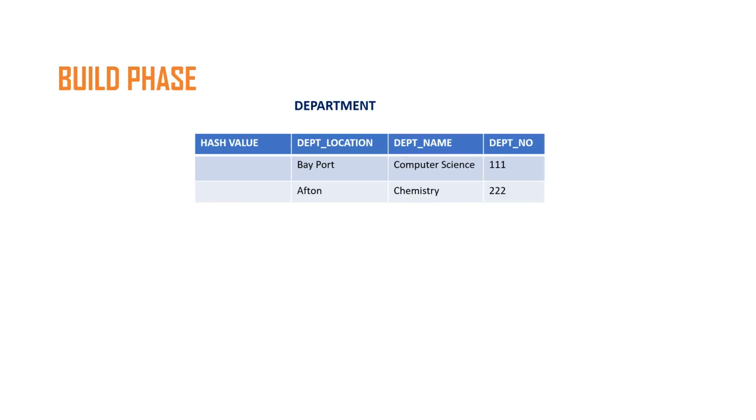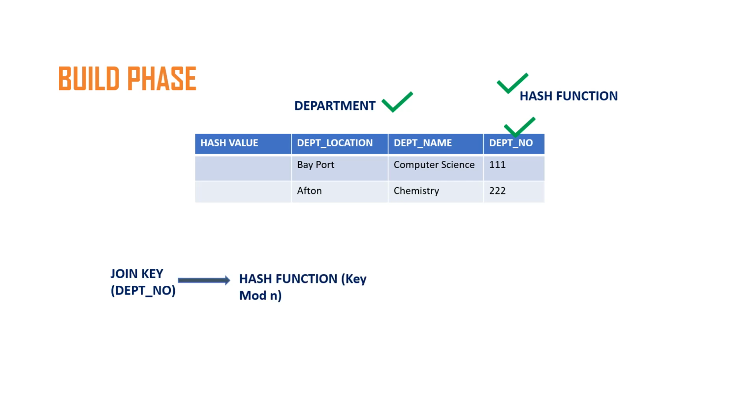Here in the build phase, what happens is this hash value is being generated. How? We take the smaller data set, take the join key, use a hash function, and then generate the hash value. Here our join key is the department number, and we're going to use a hash function which is key mod n. You can use any hash function here, but for easy understanding, I'm going to use key mod n, which is going to give us the hash value. Here n is the total number of rows, and the total number of rows is 2.